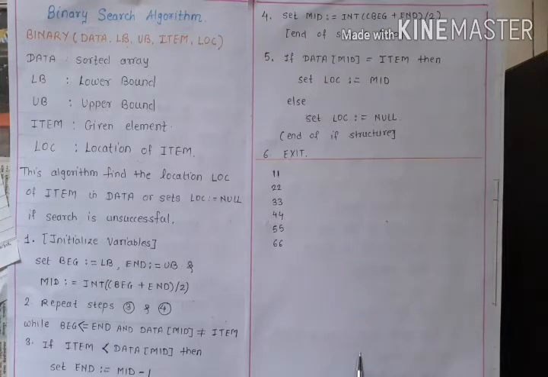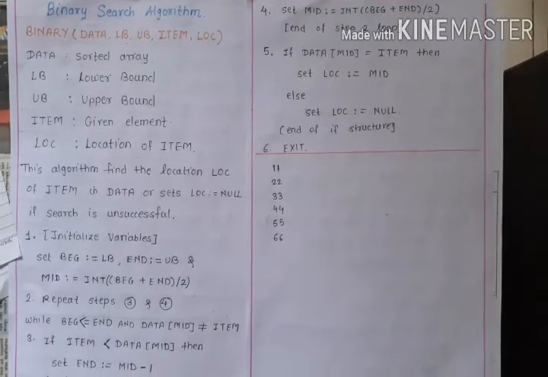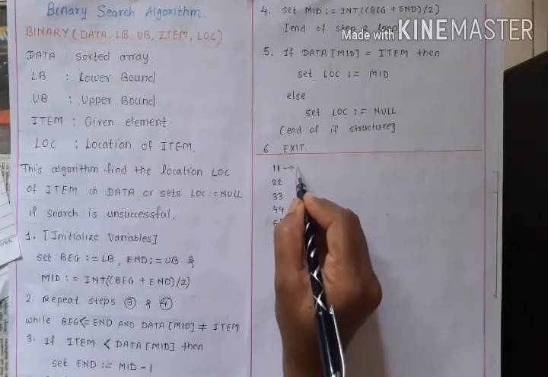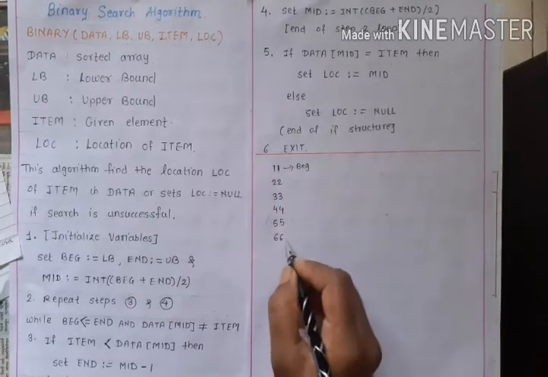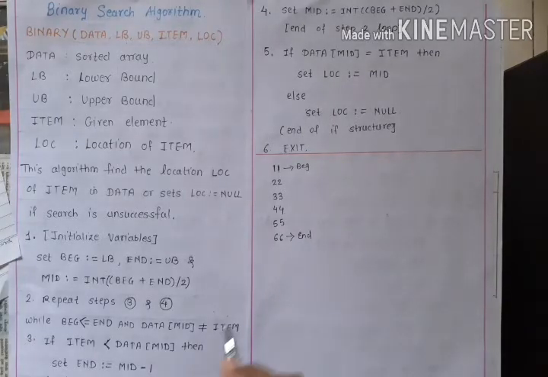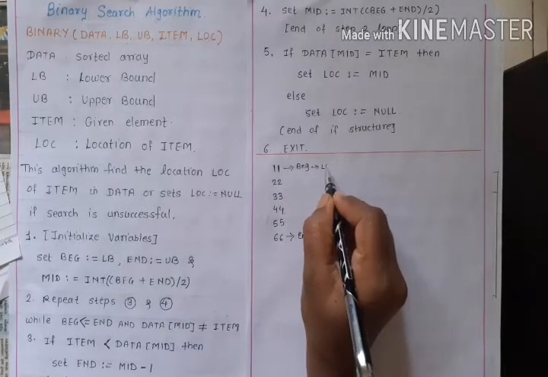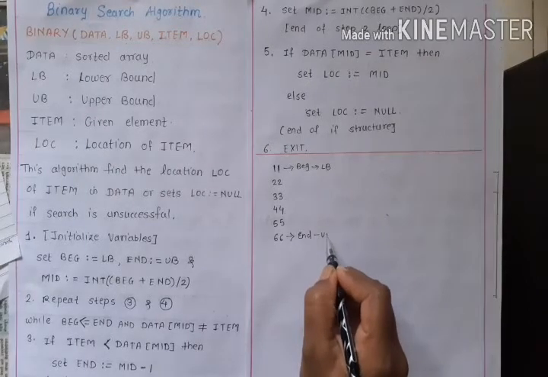What is meant by searching? Searching means finding the location of a given data item. So I want to find out the location of the data item 44. How? First I will set the beginning of the list and the ending of the list. The beginning of the list is denoted by BEG, and the ending of the list is denoted by END. The beginning is also called the lower bound and the ending the upper bound.